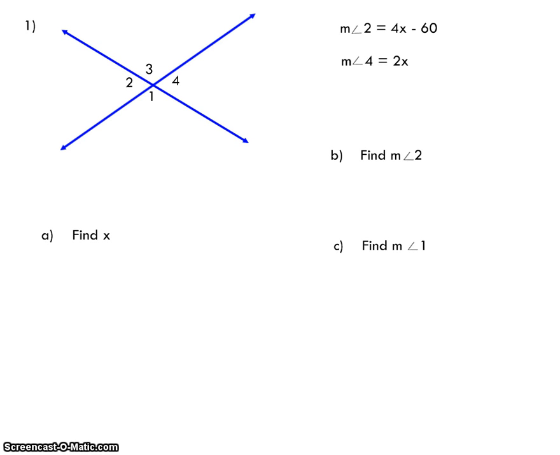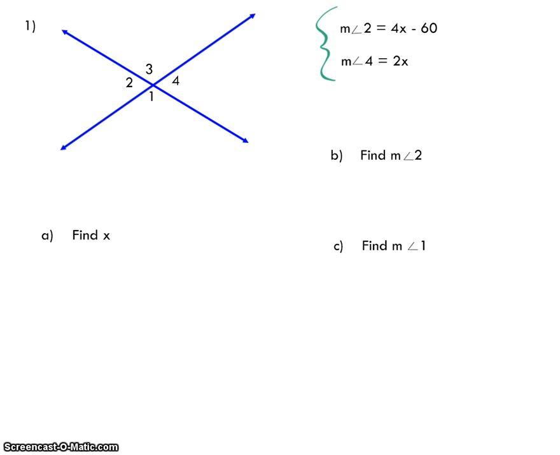Alright, so this is an example exactly like you would see on the test at the end of this unit. They give you a picture, there's two lines crossing, there's four angles, angle 1, 2, 3, and 4. And then they give you some information here on the right about a couple of the angles. They tell you the measure of angle 2 is 4x minus 60.